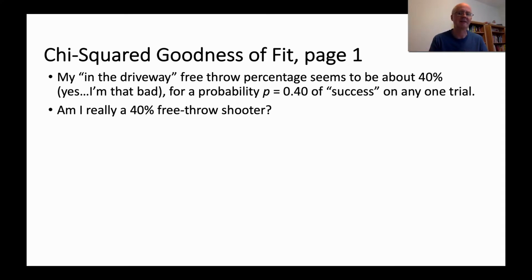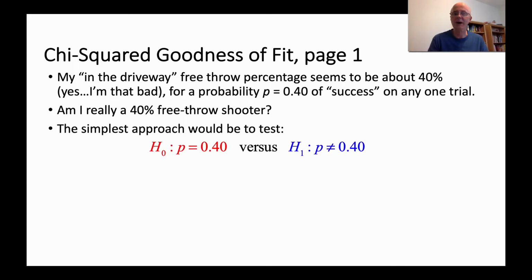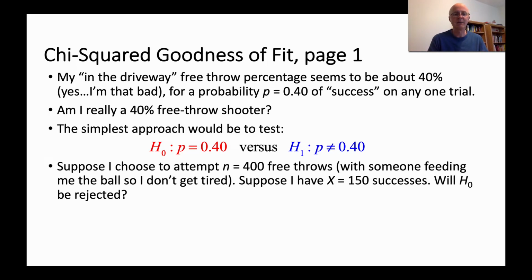We could do a hypothesis test where the null hypothesis would be p, my probability of success on any one attempt, which would also be my proportion of successes over many attempts, is 0.4, and an alternative hypothesis that it's not 0.4. We can do a two-tailed test, or we could do a one-tailed test as well, but let's do a two-tailed test. So I'm testing the null hypothesis that p is 0.40 versus the alternative hypothesis that p is not 0.40. And suppose I choose to attempt 400 free throws to test this.